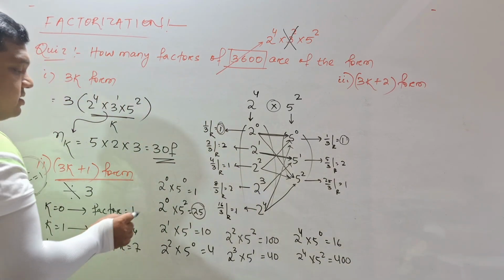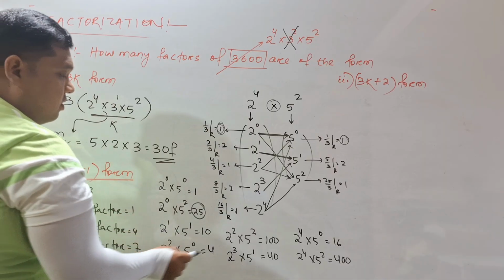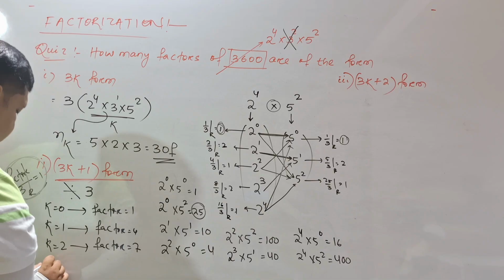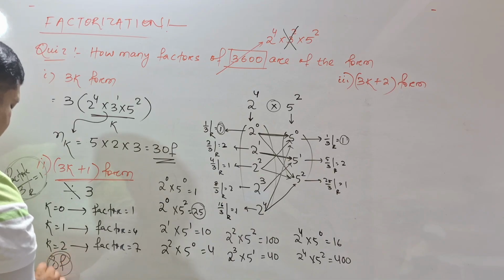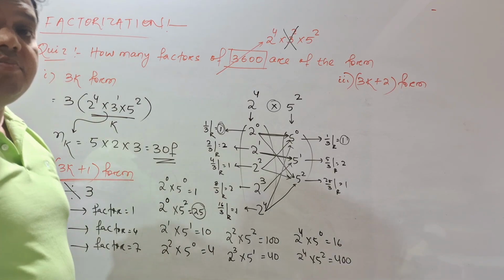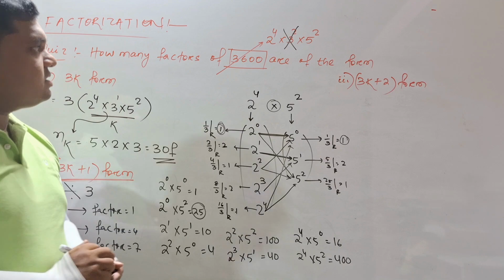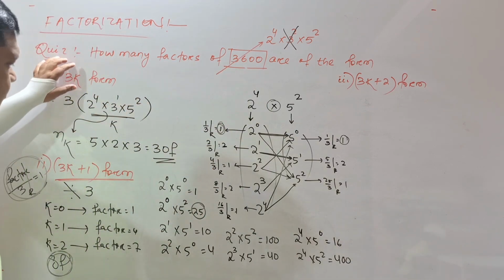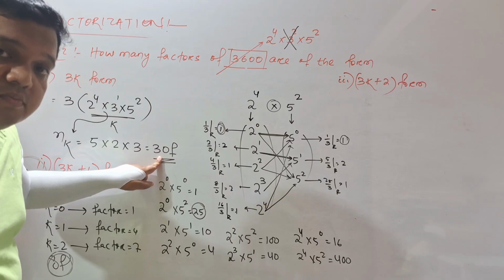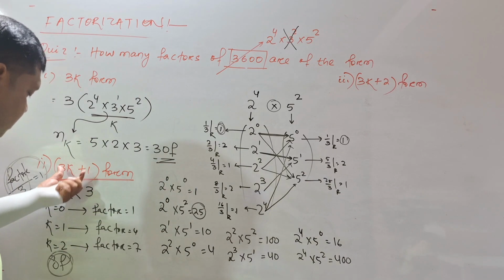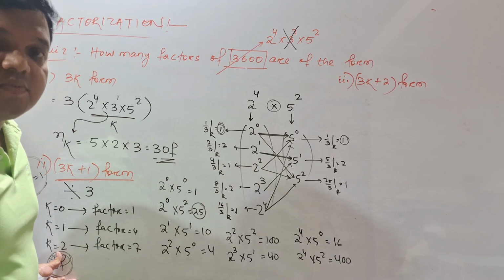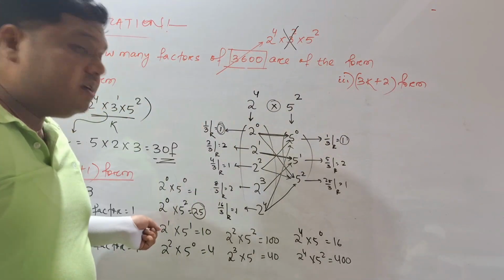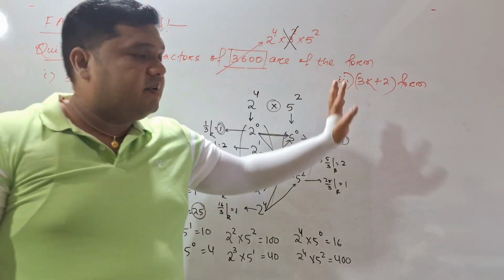So how many combinations are there? 1, 2, 3, 4, 5, 6, 7, 8. So here answer is 8. How many factors are 3k plus 1 form? 8 factors. Look, for 3600 total number of factors is 45. How many of them are 3k form? The 30 factors are 3k form. How many of them are 3k plus 1 form? 8 factors are 3k plus 1 form. So for this one answer is what? This is 30 plus 8, 38. 45 minus 38, 7. Answer is 7.